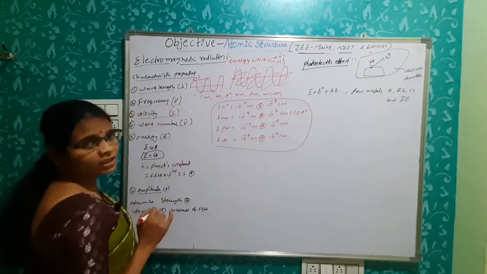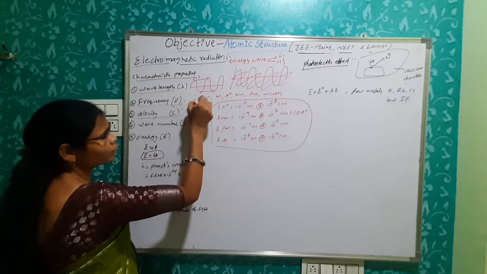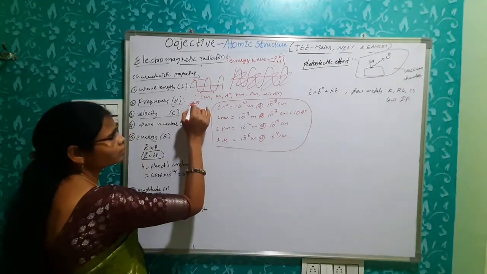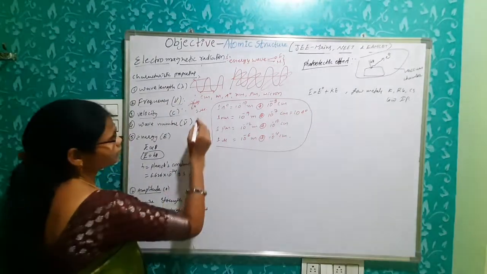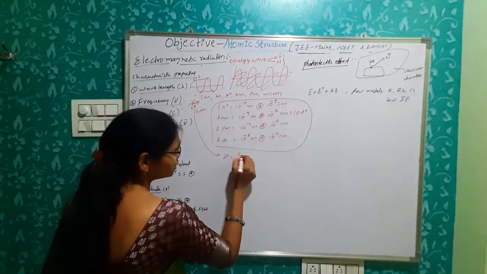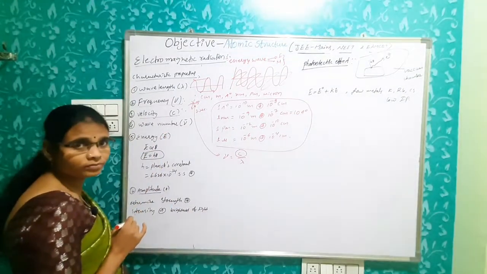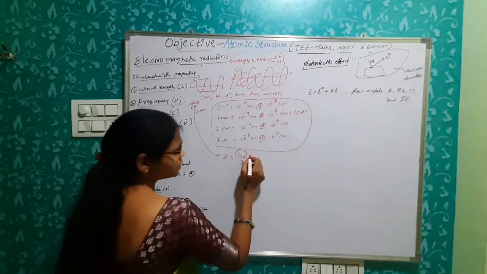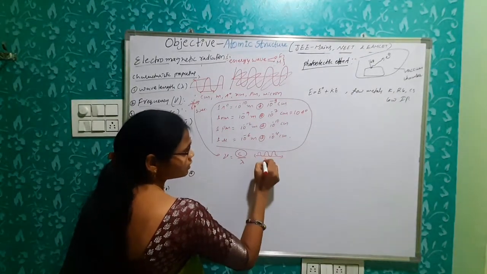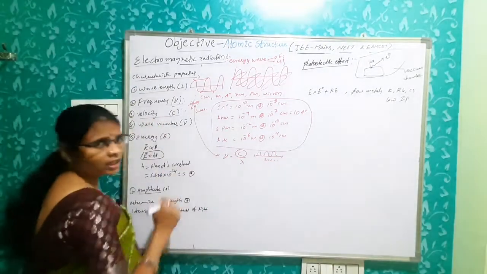Frequency is nothing but the number of waves that pass through a given point in 1 second. In 1 second, how many waves pass through a given point is simply frequency. So frequency is related to the wavelength, that is c by lambda. So c means velocity of light. Velocity of light is nothing but the distance travelled by a wave in 1 second.